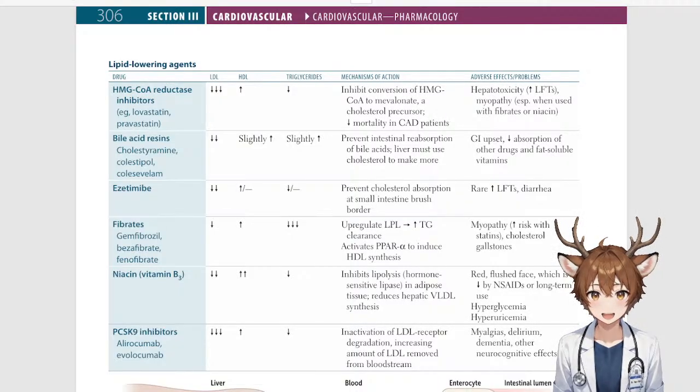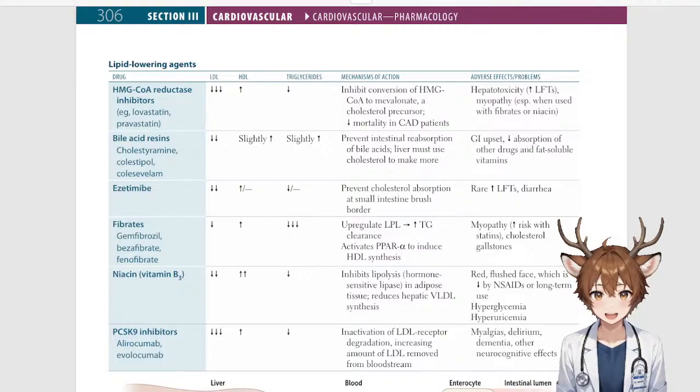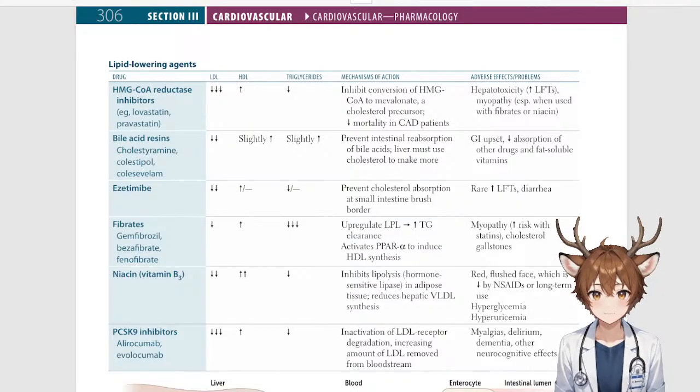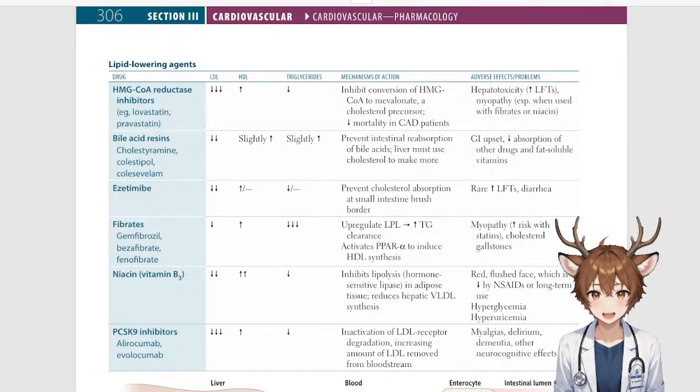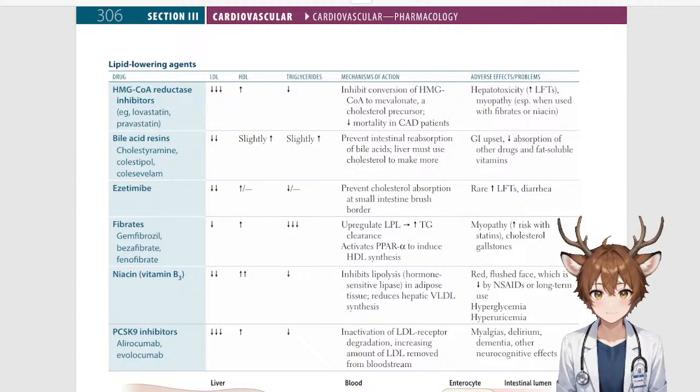And so if you have something that's preventing fat absorption, which is what bile acid binding resins are doing, then not only will you have GI problems because you aren't absorbing the fat, but you're also going to potentially have difficulty absorbing those fat-soluble vitamins in the first place.